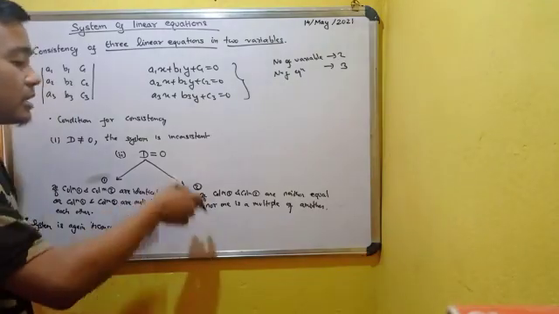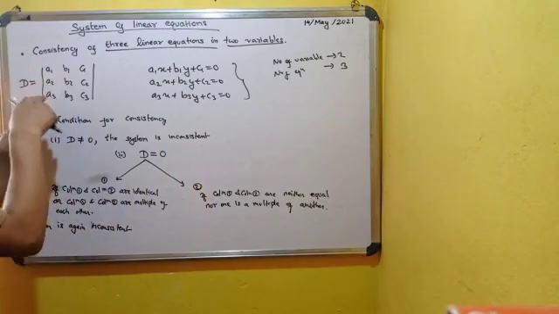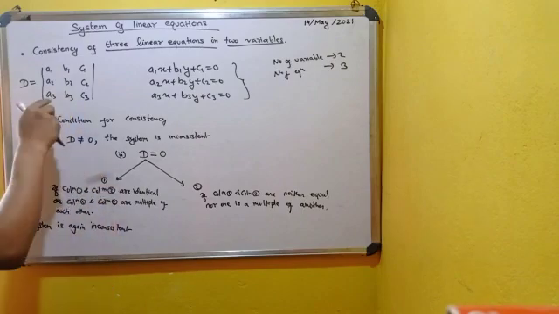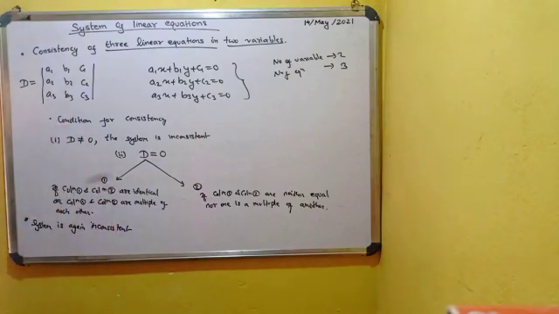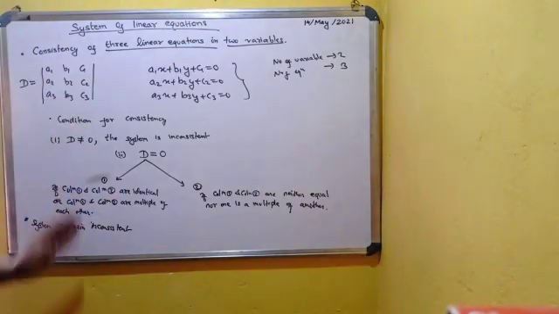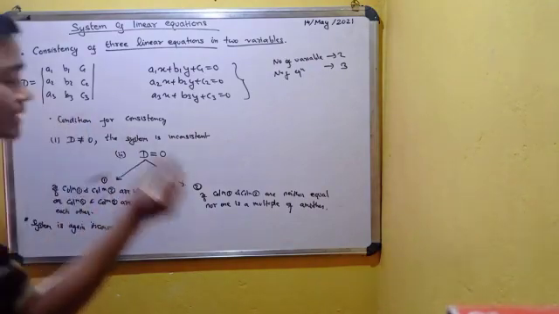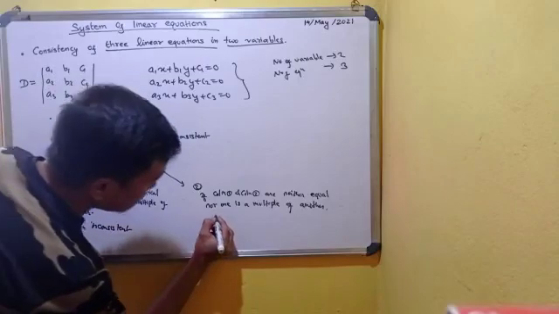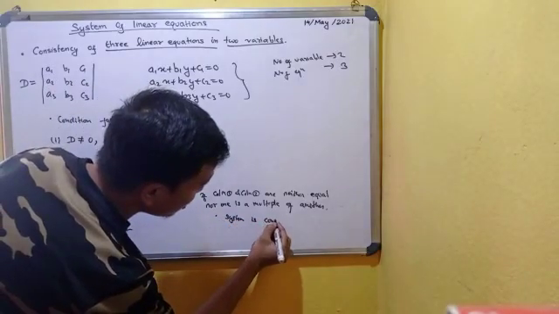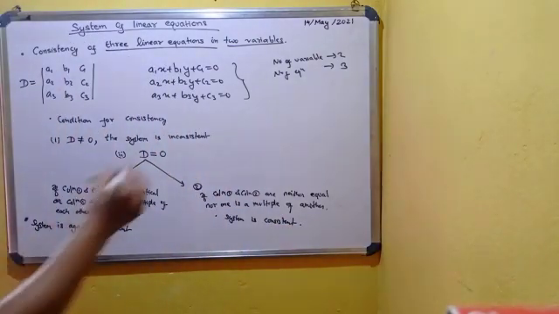But if the value of the determinant is equal to 0, and column 1 and column 2 are independent of each other, meaning column 1 and column 2 are not identical, or column 1 is not a multiple of column 2, as well as column 2 is not a multiple of column 1, so in that case only the system is consistent.